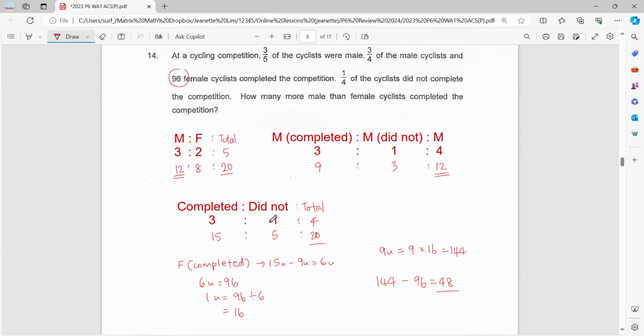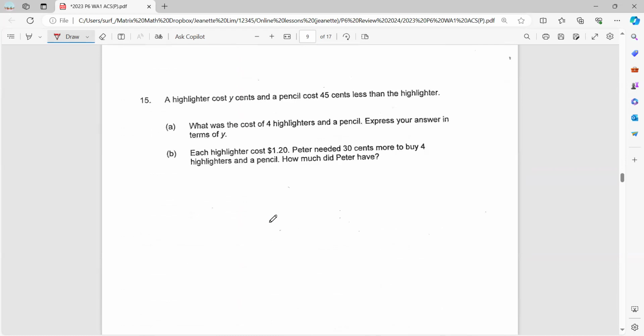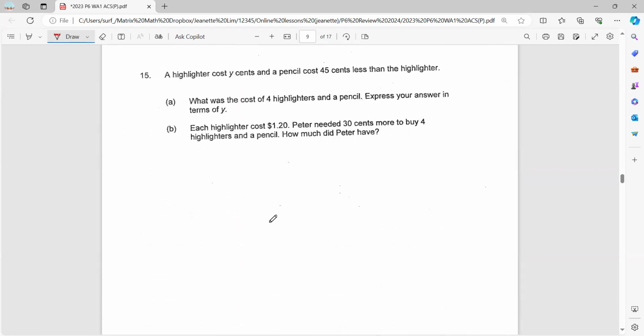Okay, next. Question 15. A highlighter costs Y cents and a pencil costs 45 cents less than a highlighter. What was the cost of 4 highlighters and a pencil? Express your answer in terms of Y.